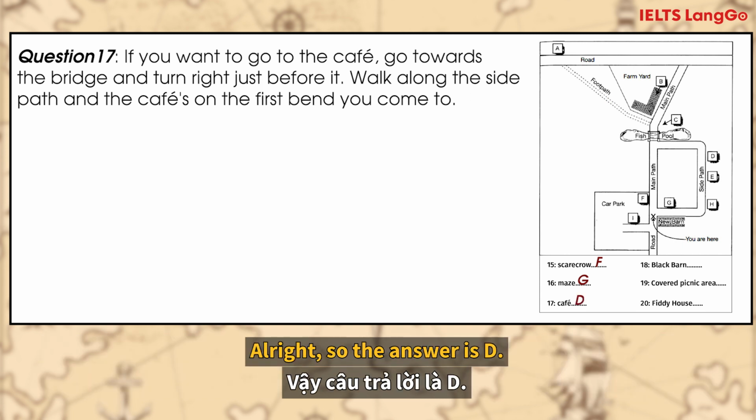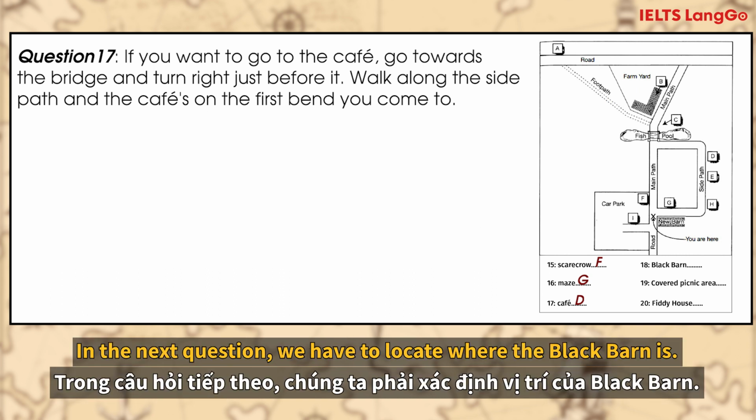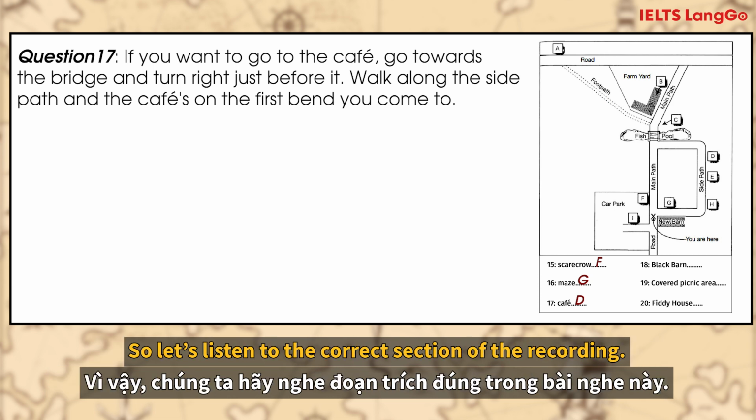Alright, so the answer is D. For the next question, we've got to locate where the black barn is. So let's listen to the correct section of the recording.